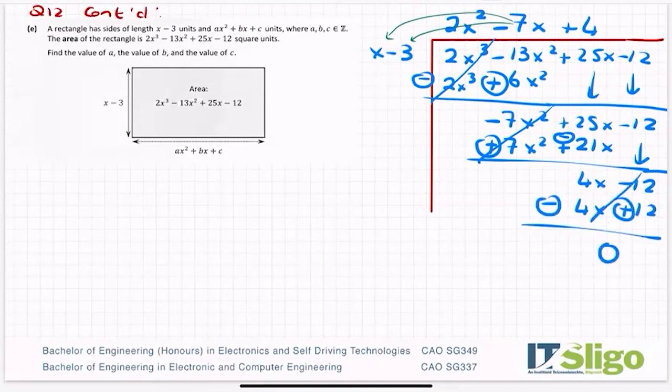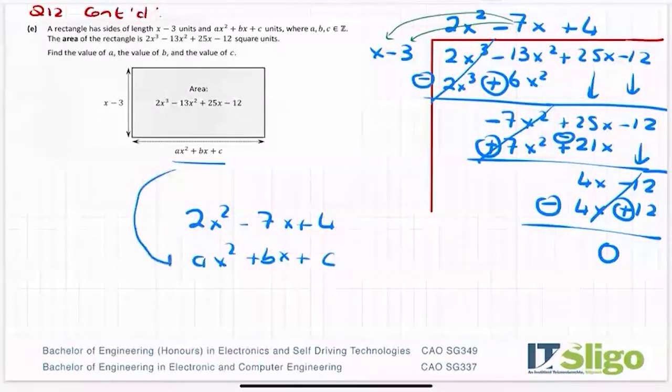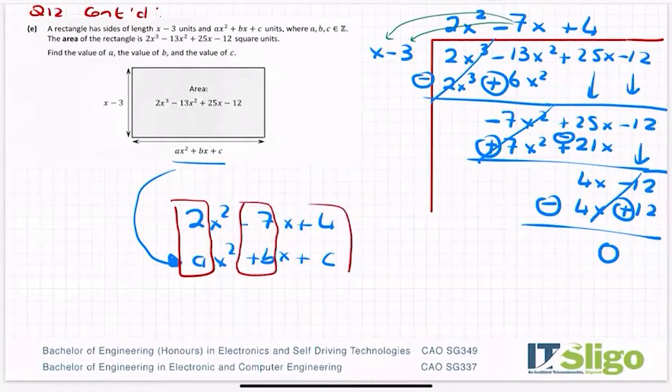So I get my answer to be 2x squared minus 7x plus 4. Your answer is always up the top, which is in the form, of course, ax squared plus bx plus c. So what is the value of a? And see that I'm taking all the signs with them. a is 2, b is minus 7, c is 4.